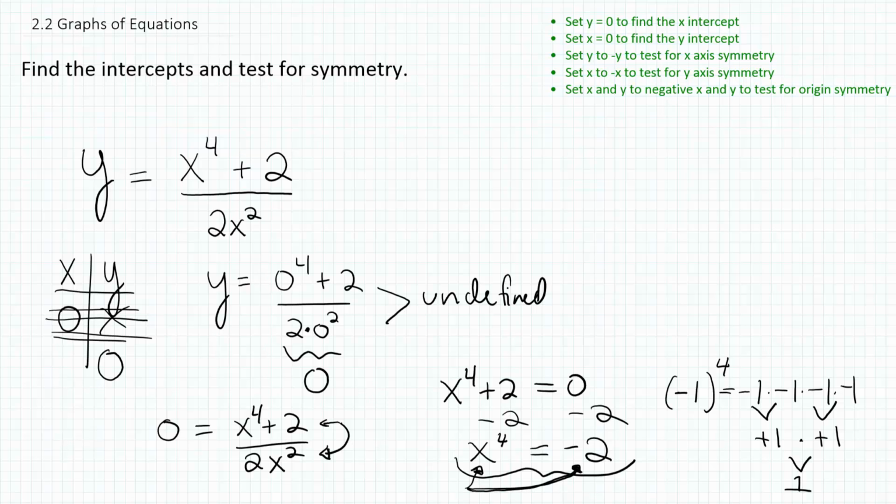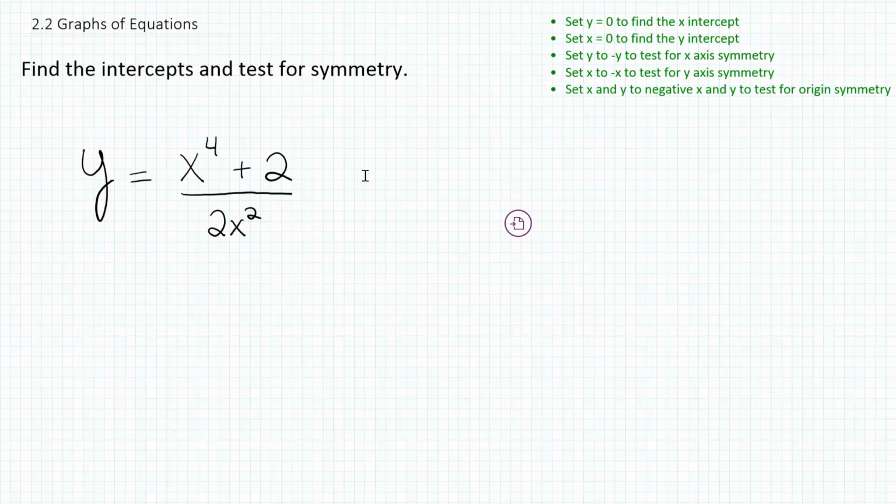So if that's the case, we don't have an x-intercept either. So at this point, we're going to go ahead and say that there are no intercepts for the equation. That means the equation does not cross either axis. Okay, so now that we know the equation doesn't cross either axis and we have no intercepts, the next step of the process is going to be to test the equation for symmetry.